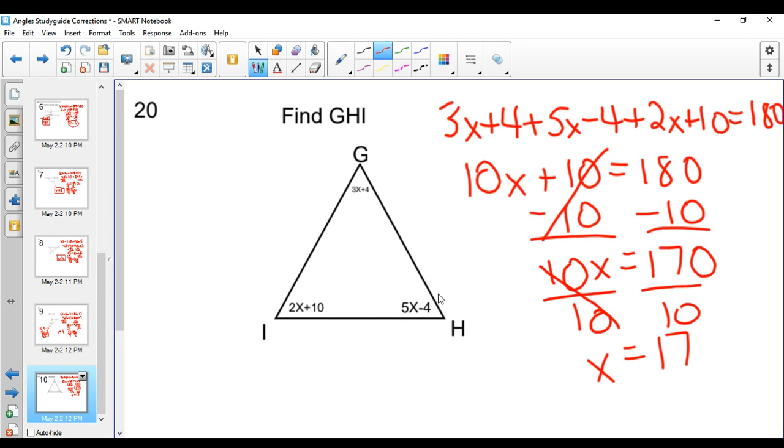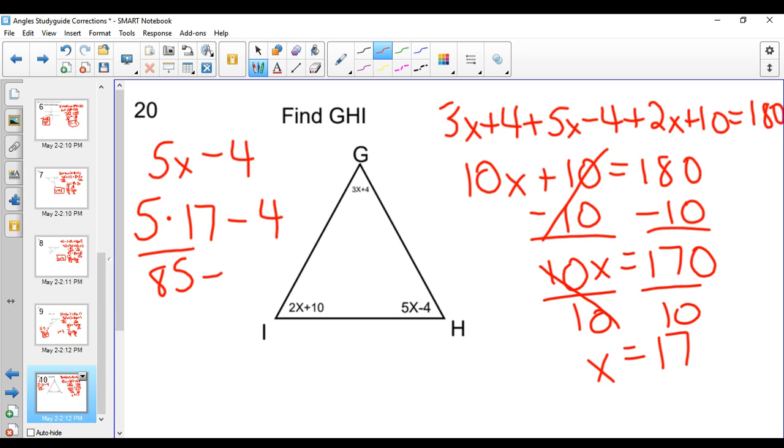5x minus 4 is the expression that represents the measure of that one. So 5x minus 4. 5 times, we just figured out that x is 17. So 5 times 17 minus 4. 5 times 17 gives us 85, and then 85 minus 4 gives us 81 degrees.